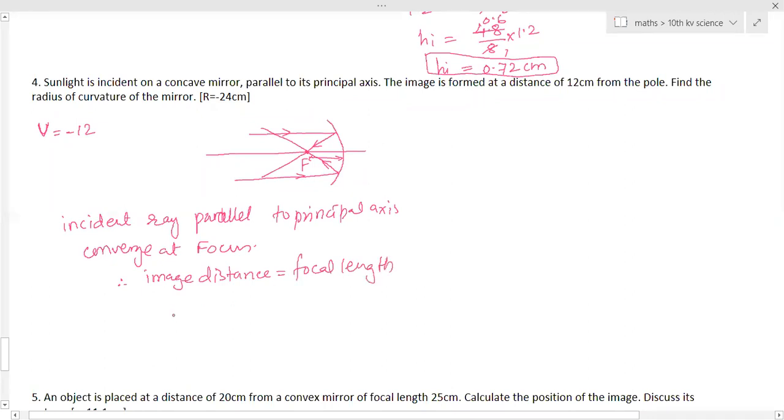So what is the focal length now? Double of radius of curvature. No, the value of focal length is 12. Minus 12 centimeter, right? Yes. So if it is minus 12 centimeter, then what is the radius of curvature? Minus 24, because f is equal to r by 2. So r is equal to 2f, that is 2 into minus 12, which is minus 24 centimeter.